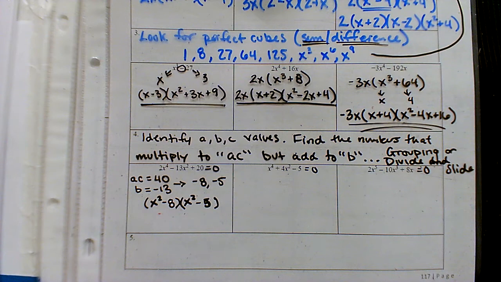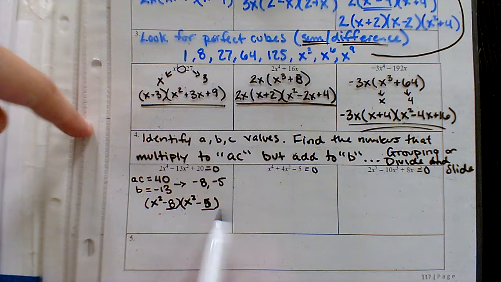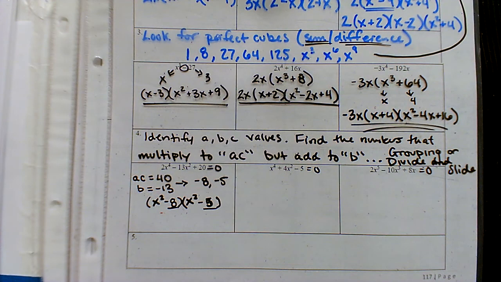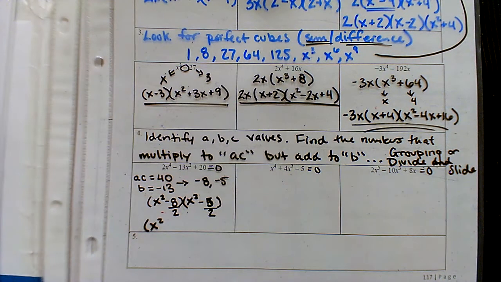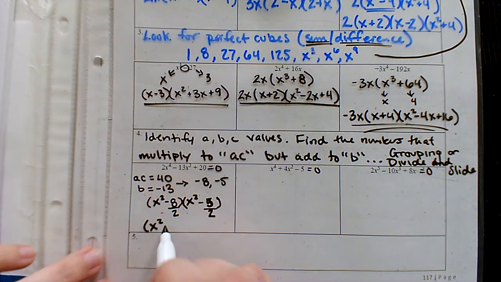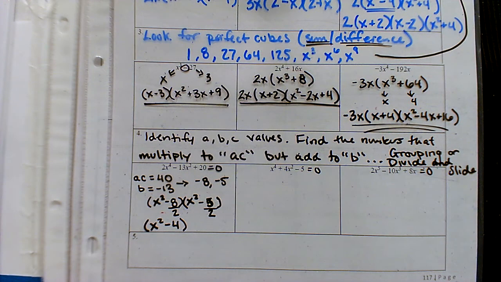Okay, but in terms of dividing and sliding, we're going to divide those values by what number? It's not the C value. Yeah, the A value, that 2, okay? So we'll divide by 2. Negative 8 over 2 does simplify, so that would give us negative 4. Negative 5 over 2 does not simplify to a whole number, so this is where the slide part comes into play. We're going to slide that 2 in front of the x squared as a coefficient.